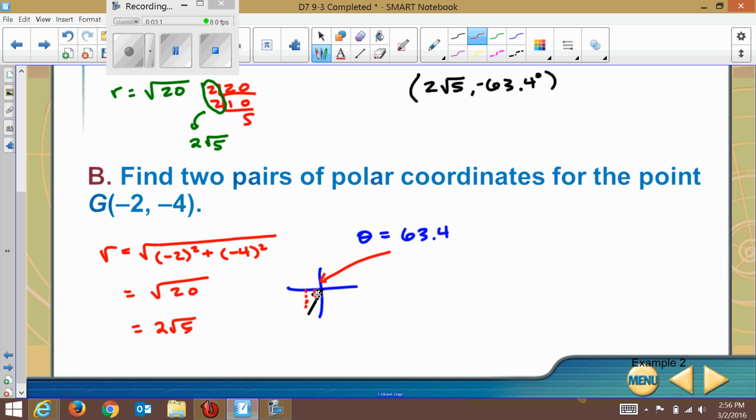In polar form, I need to add this 180 as well. Okay, so I'm actually going to take 63.4 and add 180 to get it in proper form. So I would have 243.4 degrees as my theta. So my answer would be 2 square roots of 5 for the hypotenuse, 243.4 degrees.